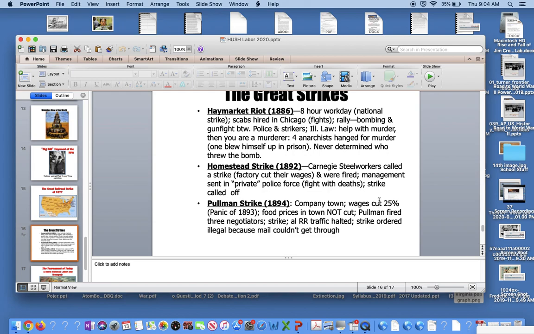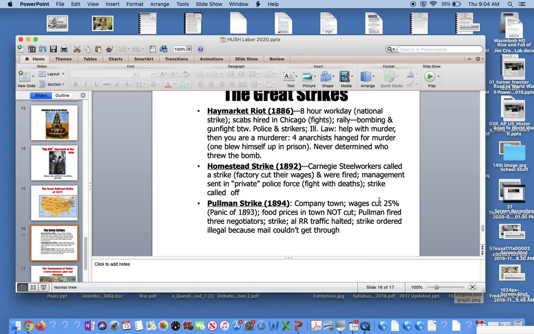Pullman, the management will not deal with any of the negotiators. There's a strike. Eugene Debs, who is the leader of the American Railway Union, is ultimately thrown in jail for his activity in this uprising. That's one of the sources that you looked at. I think you probably have it at this point in that packet. It's called In Re Debs from 1895.